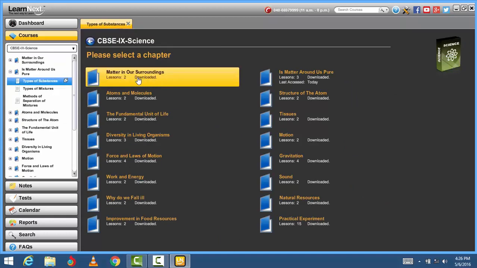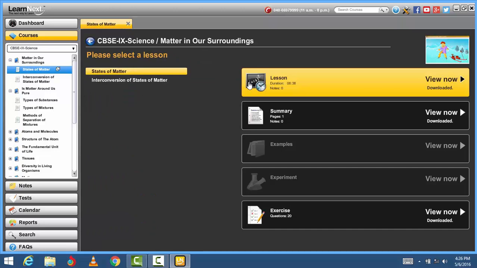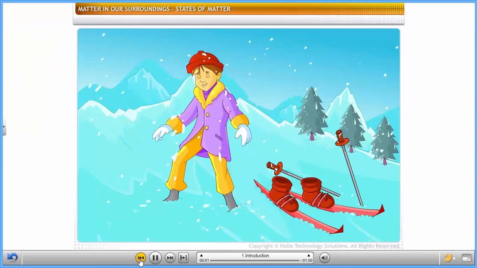This is the chapter Matter in Our Surroundings. Again, 2 lessons are there. First lesson is states of matter. Clicking here, the lesson will start.